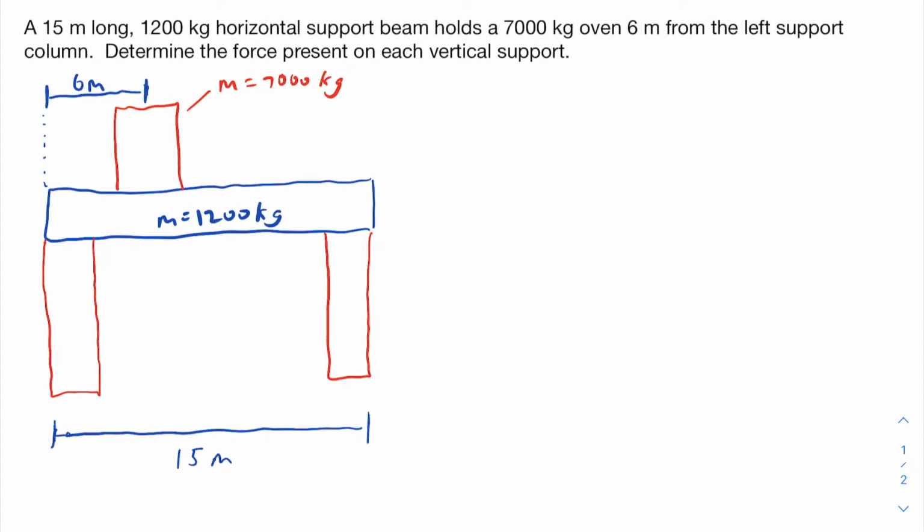Suppose that a 15-meter long, 1,200 kilogram support beam supported by two vertical columns holds a 7,000 kilogram oven 6 meters from the left support column. You're asked to determine the force present on each of the vertical support columns.